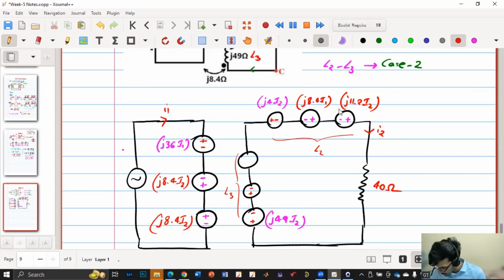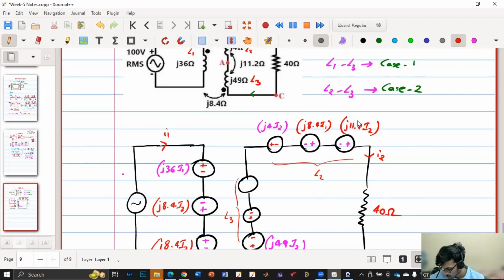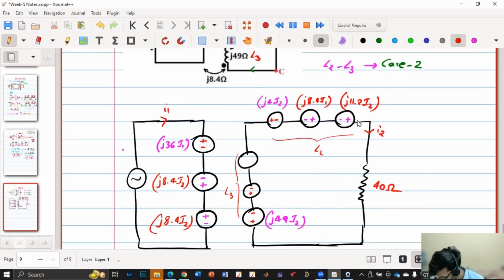And L2, L3? L2 is leaving, L3 is incoming, opposite. Case 2, opposite polarity, right? Minus plus. Fine. Is this clear?